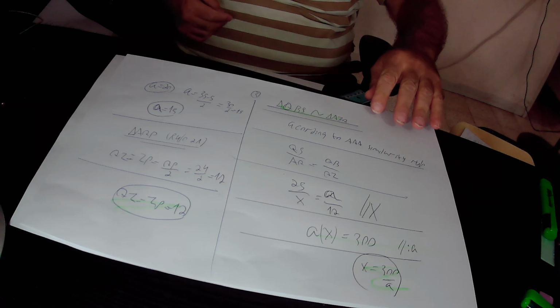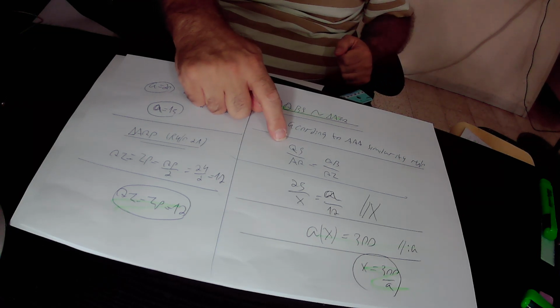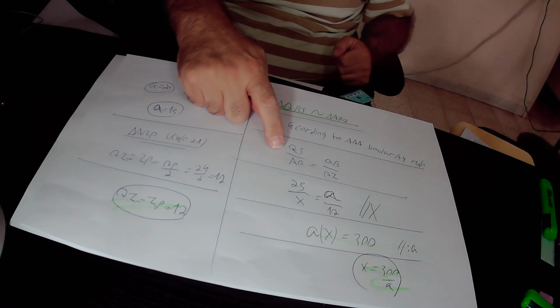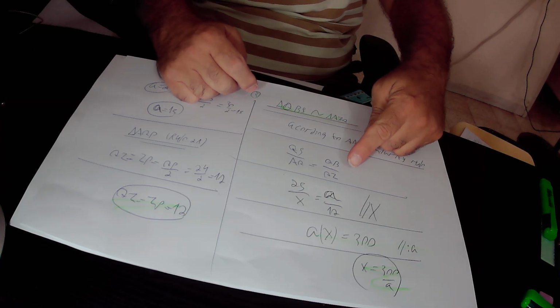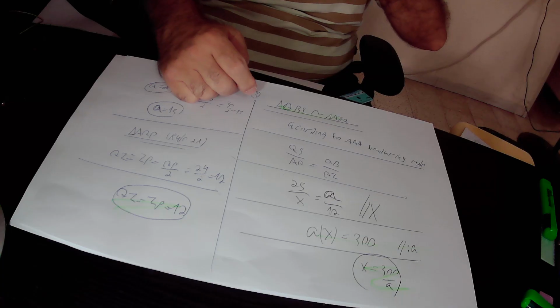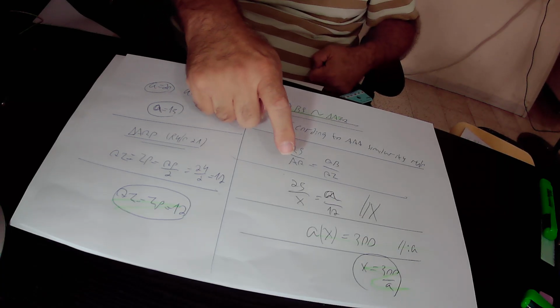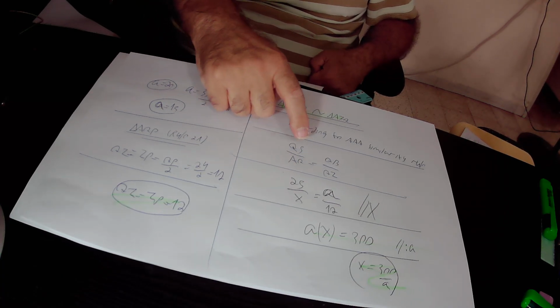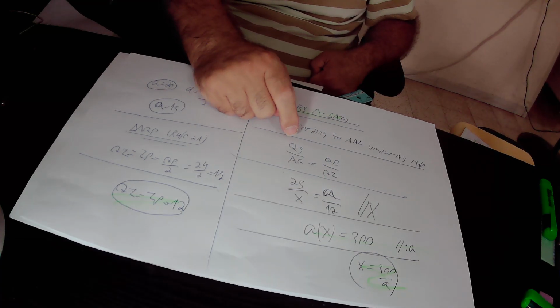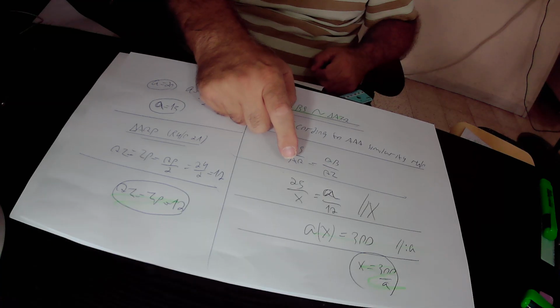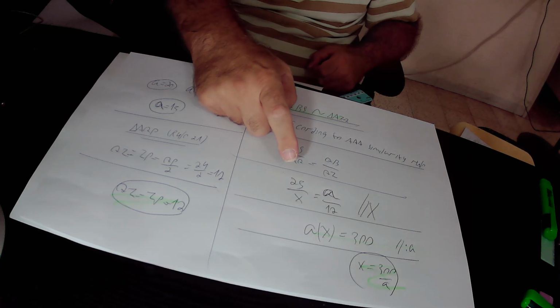We realize that side SQ of the right triangle SQB, or side AZ of the right triangle AZQ, equals side QB of the right triangle QBS, or side ZQ of the right triangle AZQ. QS is 25, AQ is X, QB is A, and QZ is 12. In total, 12 over X equals A over 12, or 25 over X equals A over 12.